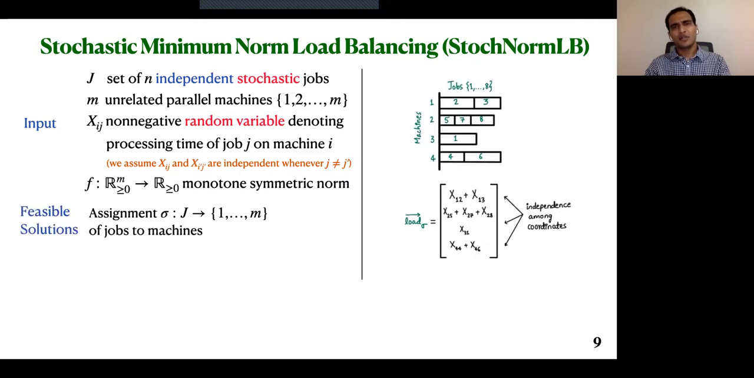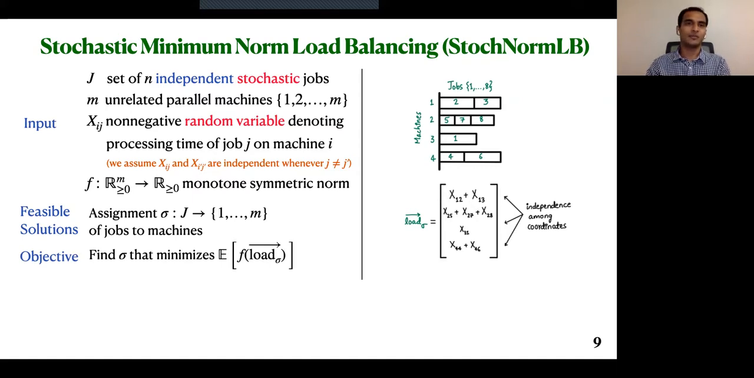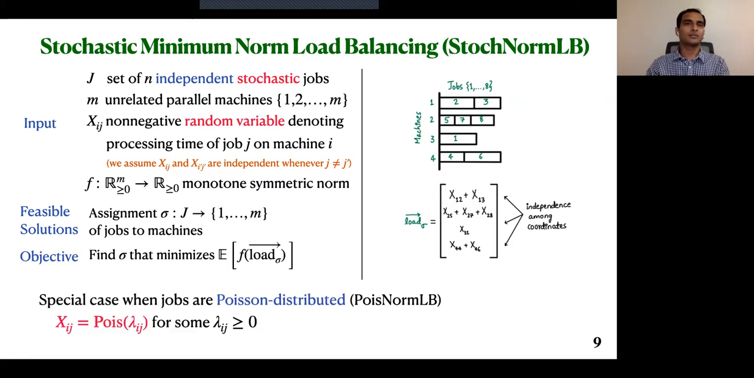Now, an assignment of jobs to machines induces a random load vector, where the load random variable on a machine is simply the sum of job random variables that are assigned to it. Our goal in stochastic minimum norm load balancing is to find an assignment that minimizes the expected f norm of the induced load vector. A special case of this problem arises when job sizes follow a Poisson distribution.